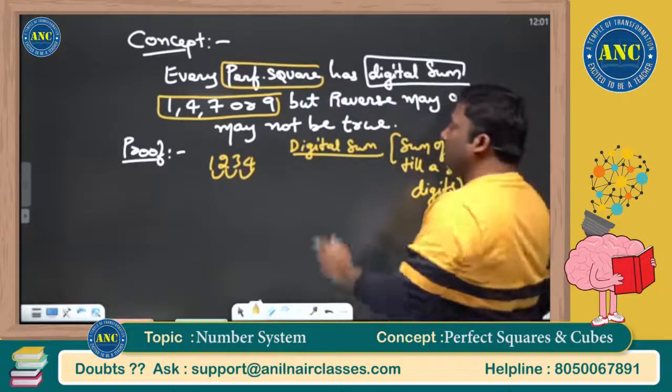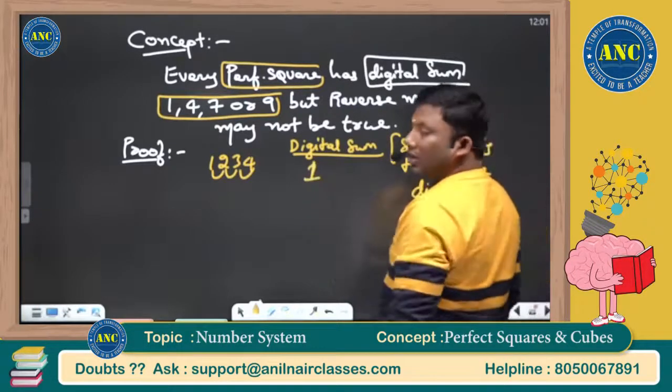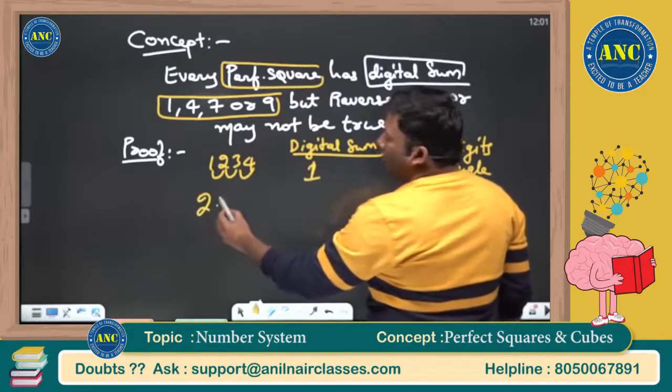10 is a 2-digit number. So 1 plus 0, it is 1.